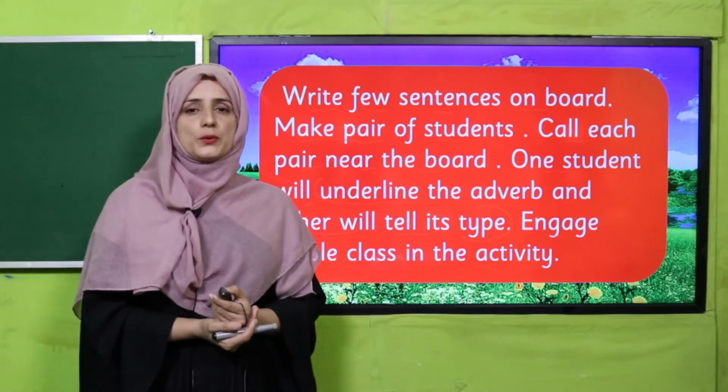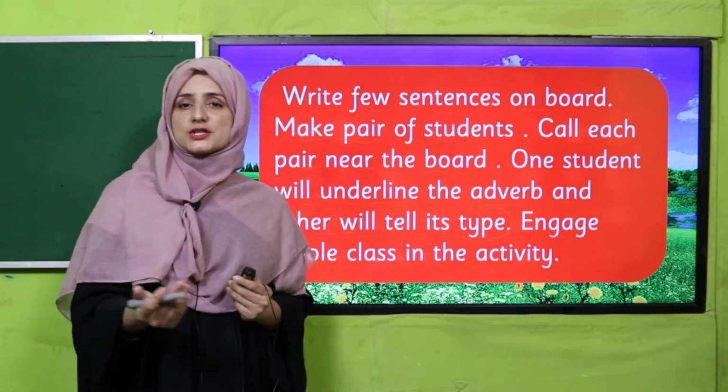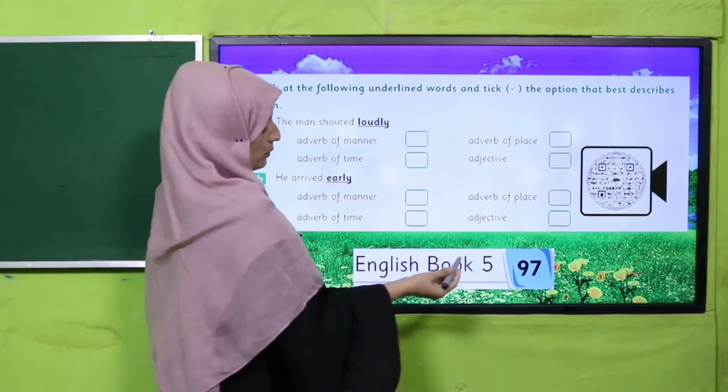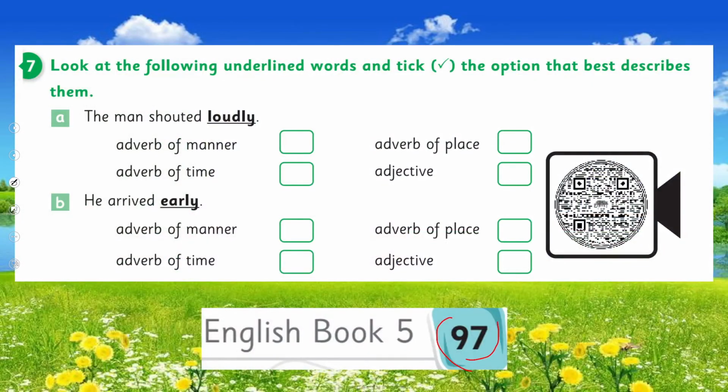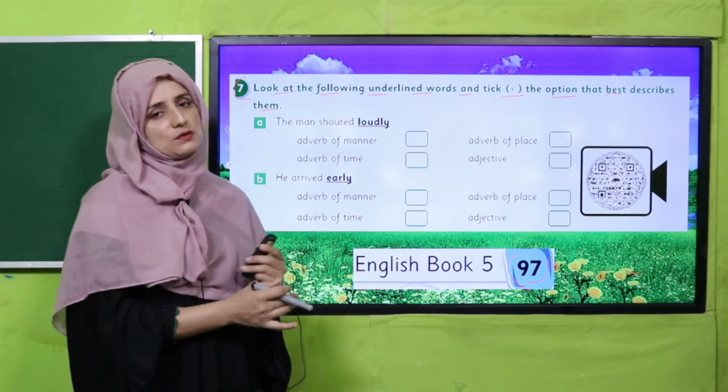Welcome back, and I hope you have enjoyed it and you have got what adverbs are and how we can judge its different types. Okay, so now it's time to perform an individual activity on page number 97. Question number 7 is there. Look at the following underlined words and tick the option that best describes them. So you will perform this activity in your book on page number 97, and the other half is on page number 98. I'm waiting for you. Pause the video, my dear teachers, and do this activity in the book.